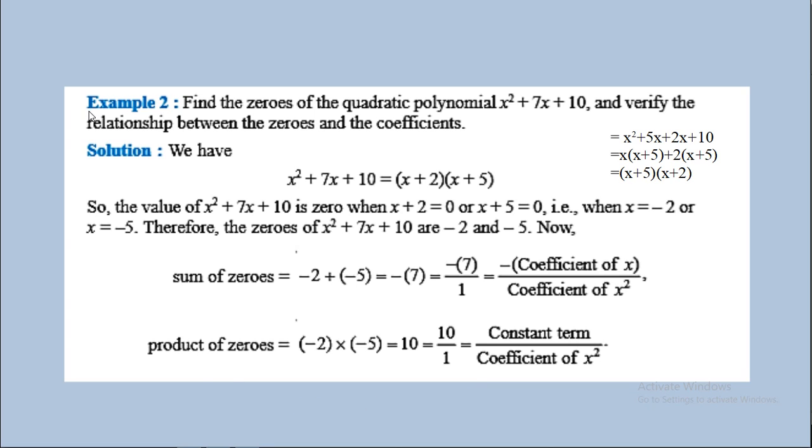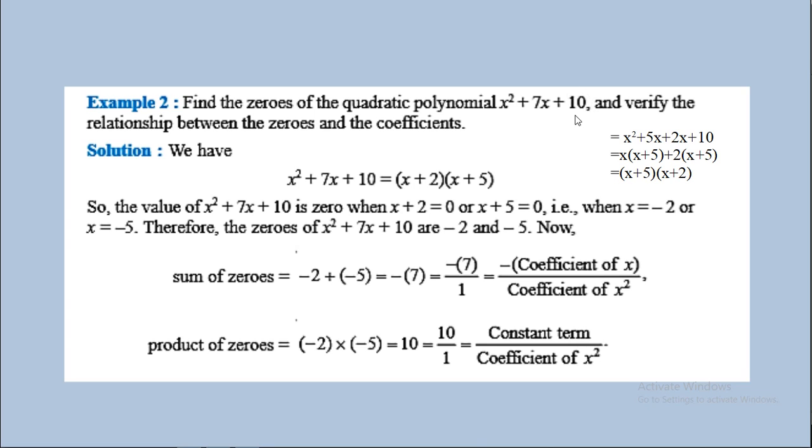Today we will discuss Example 2 from the textbook, the question under the relationship between the zeros and the coefficients of the polynomial. What is the question here? Find the zeros of the quadratic polynomial x squared plus 7x plus 10 and verify the relationship between the zeros and the coefficients.